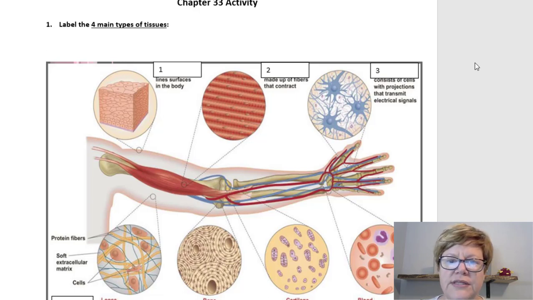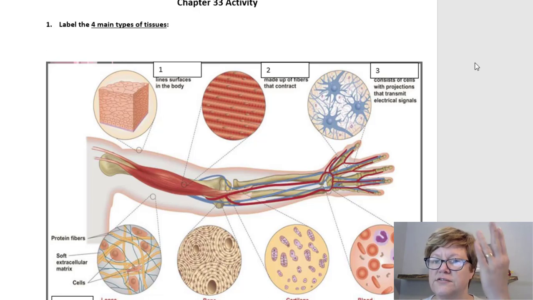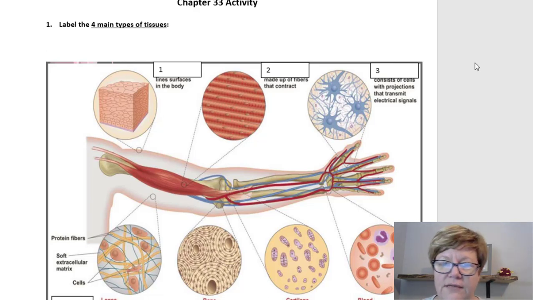And so in this picture, you have a little hint. Number 1, first of all, they're showing a piece of skin. Second of all, they have the words lines the surfaces in the body. So that needs to bring up, okay, I know the answer is one of the 4 main types. Is it epithelial, connective, muscle, or neural? Well, that goes along. Number 1 is showing epithelial. You don't have to get any more specific than that. Just the type of tissue that's given as an example here.